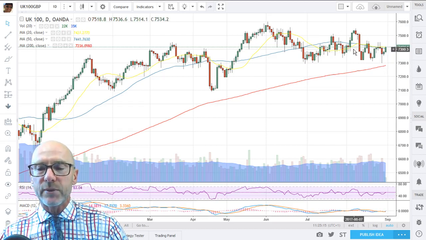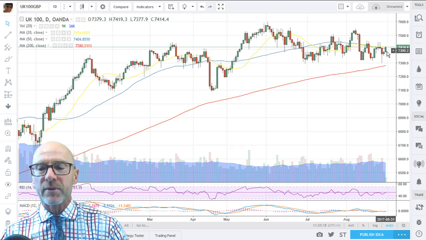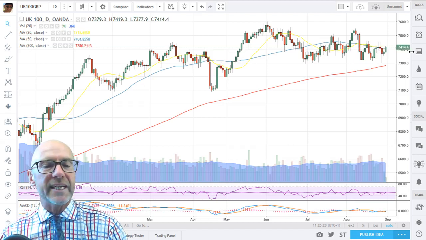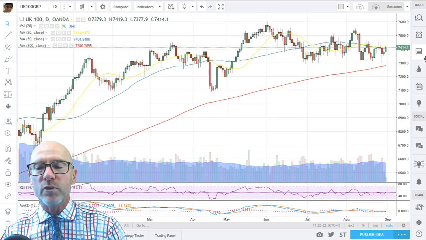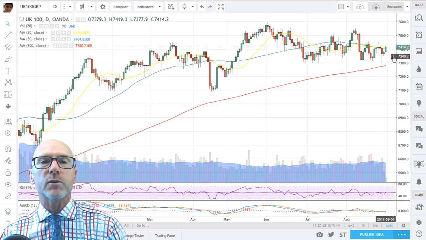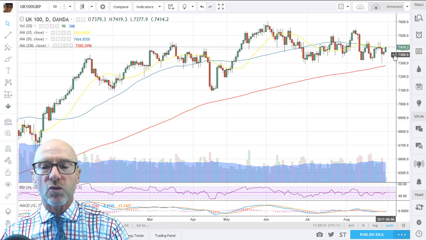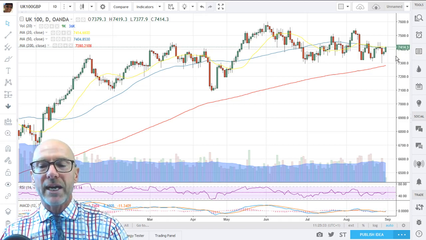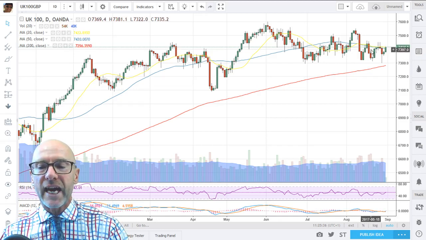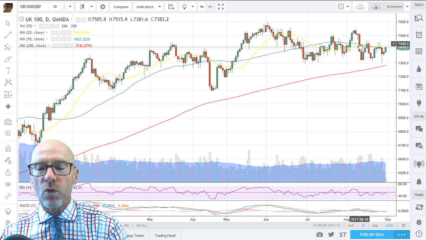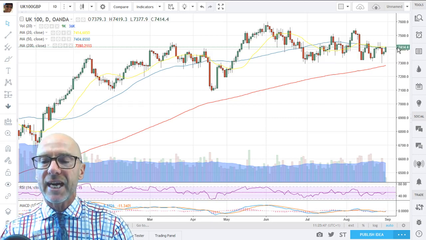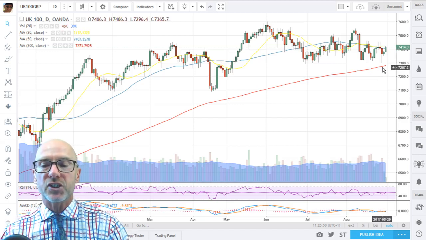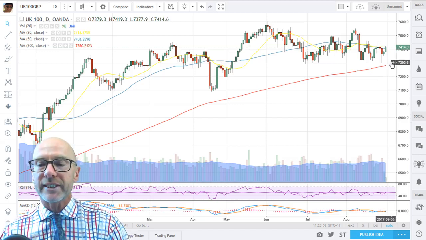So you've got the 20, which is the yellow line, and the 50. Now at the moment the 20 is above the 50 by about 10 points, but they're both moving down. If the 20 comes below the 50, that'll be a bearish cross, which would be a bearish signal. We did get one on the fall of the 10th of August, but we bounced back above the averages quite quickly, which was just as well at that time. The 200 day, as you can see, the red line is still moving up and so is still positive.